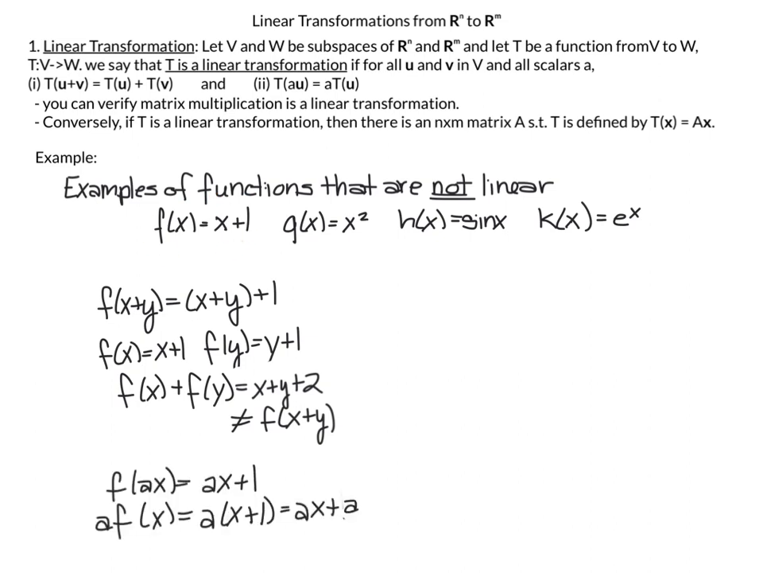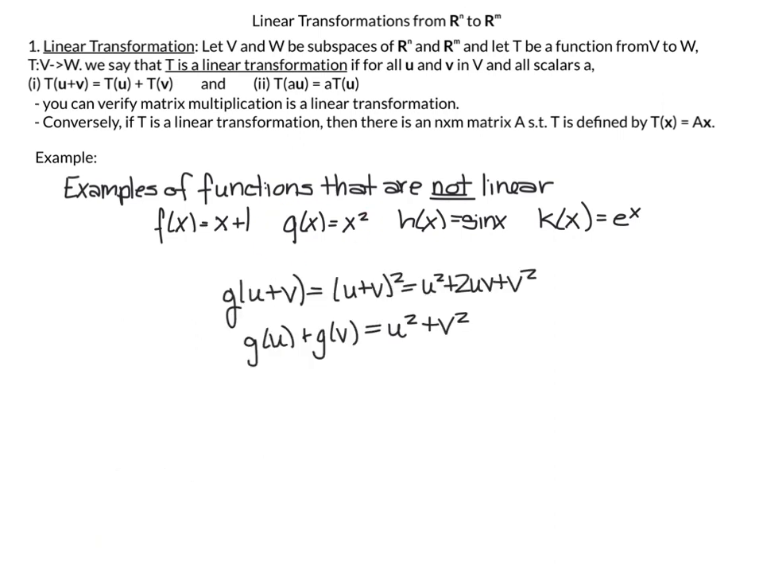Furthermore, if I look at the second condition, it's already not linear because it failed one of the two conditions, and it needs to pass both conditions. But it also fails the second condition. So if a is a scalar, f of ax will equal ax plus 1, whereas a times f of x is equal to ax plus a.